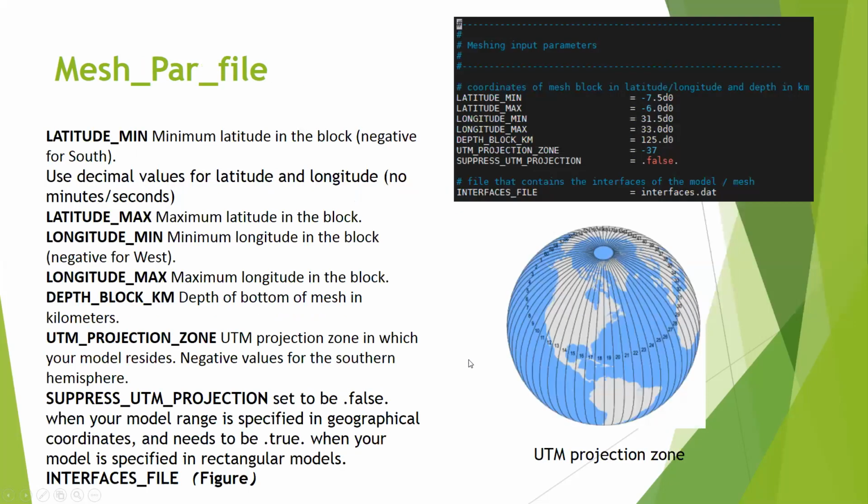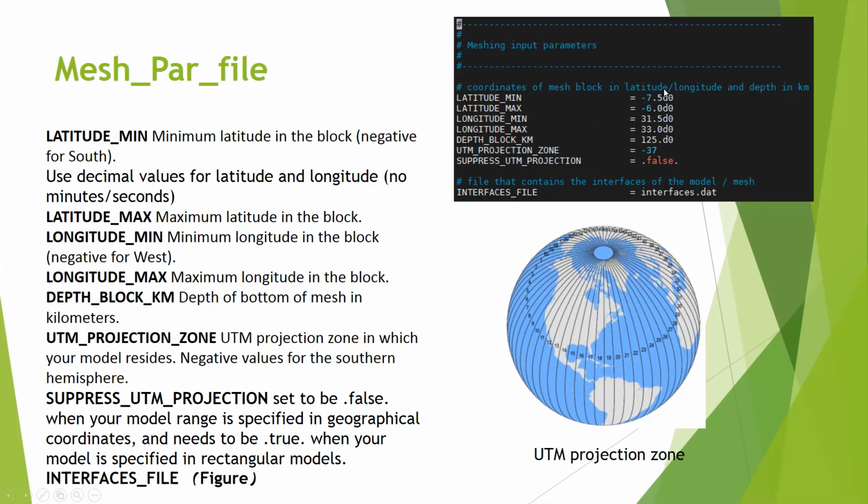So let's see the mesh par file first. You need to give some parameters to define the range of your model. The first 4 parameters, minimum latitude, maximum latitude, minimum longitude, and maximum longitude, will limit the range of this model. And the depth block parameter sets the depth of the bottom of your model.